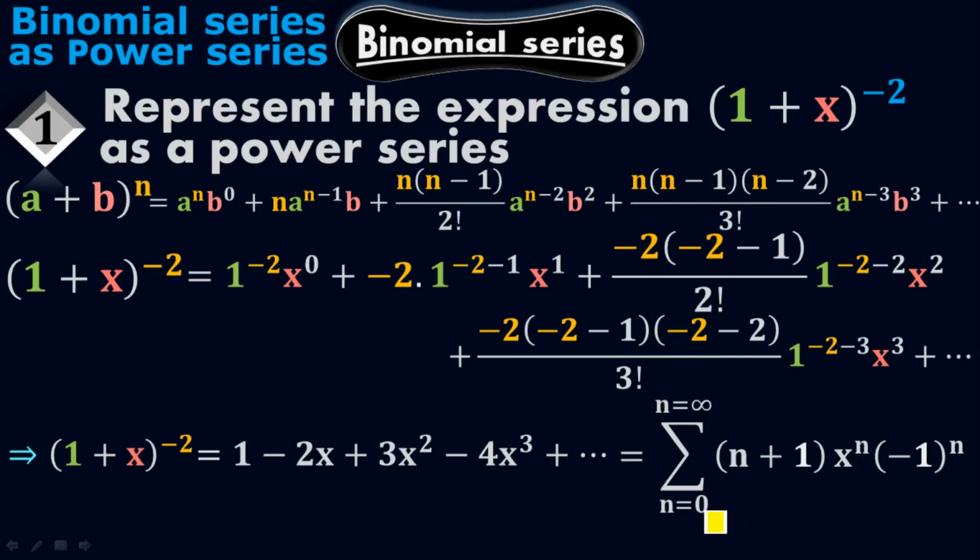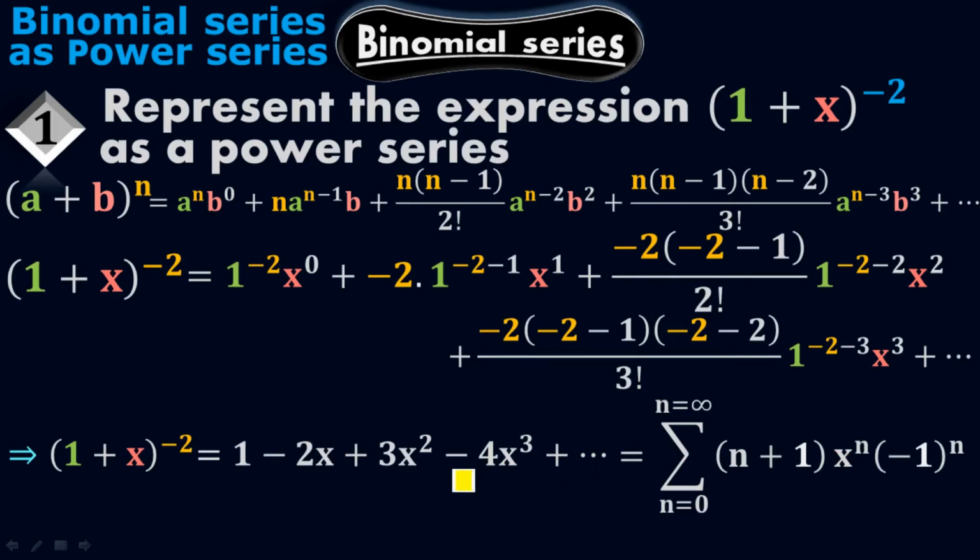because at n equals 0, I will have x to the 0, which is for the first term. At n equals 1, I will have x to the 1, which is for the second term. At n equals 2, I will have x to the 2, which is for the third term. At n equals 3, I will have x to the 3, which is for the fourth term. At n equals 4, I will have x to the 4, which will be for the fifth term, and so on, up to infinity.